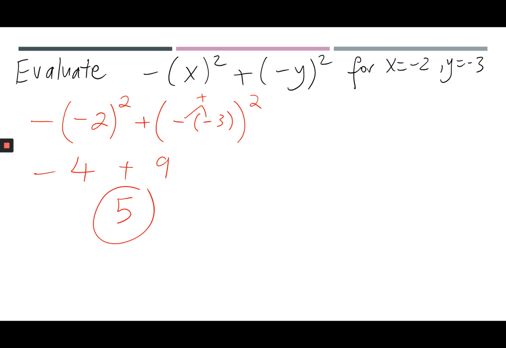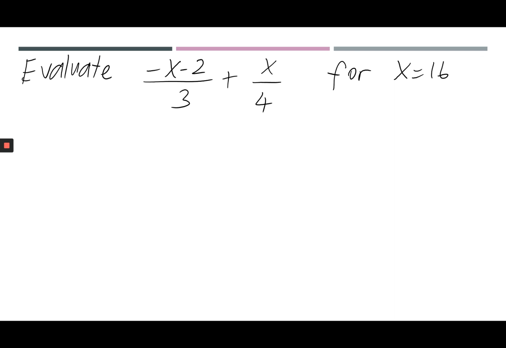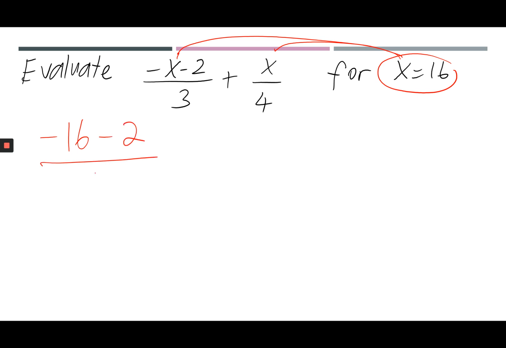Hopefully you are pausing the video very frequently and trying yourself first, and then watching Mr. Oscar. X is 16. We need to evaluate this. It's going to be basic substitution. I'm going to plug it in here. Negative comes from the question. X is 16. -2 divided by 3 plus x is 16 divided by 4. -16, -2 is -18 divided by 3 plus 16 divided by 4 is 4. -18 divided by 3 is -6 plus 4 is -2.